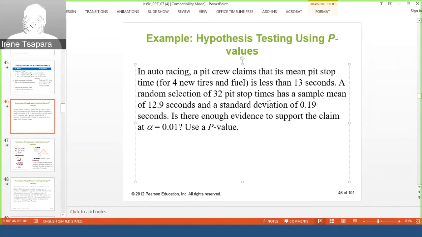Going back to the claim, less than 13 seconds, and this becomes the alternative hypothesis, this immediately means that our test is a left tail test because the HA is mean smaller than 13. So it is a left tail test.